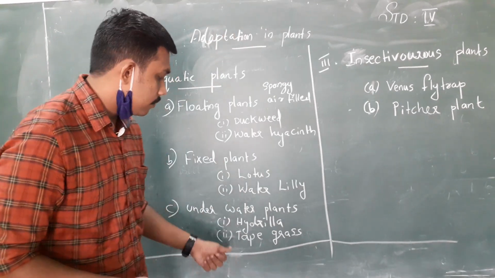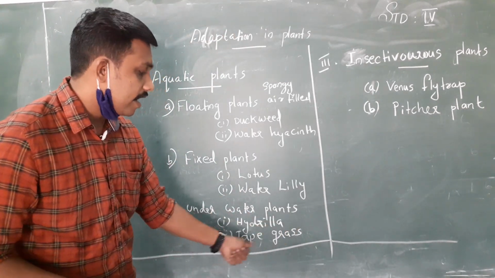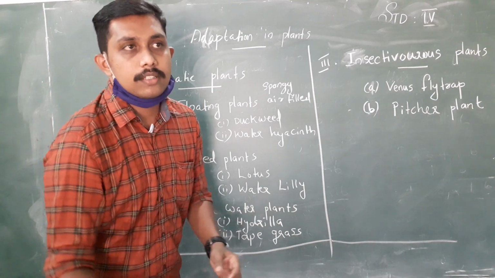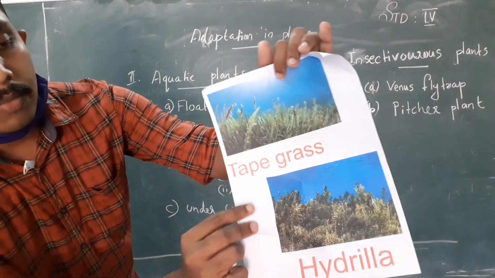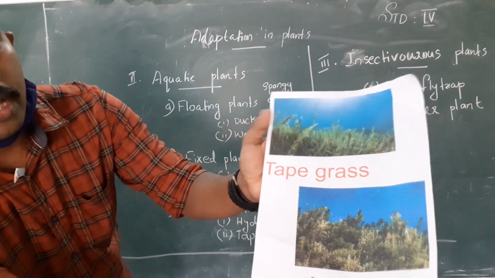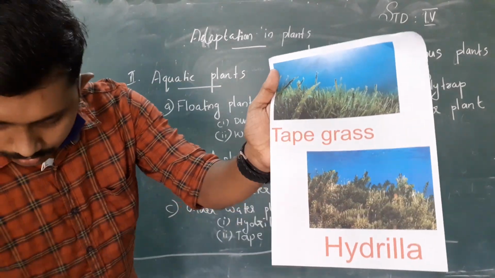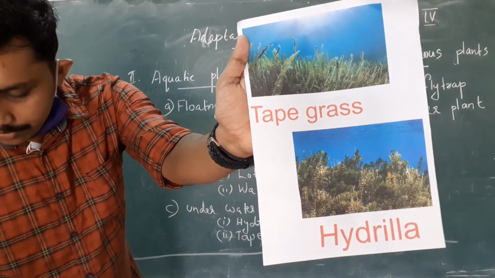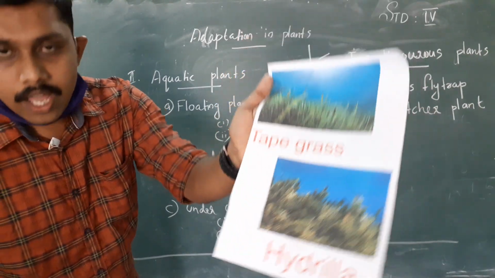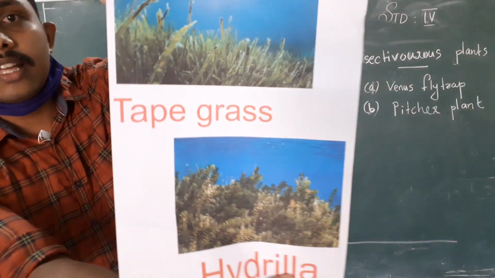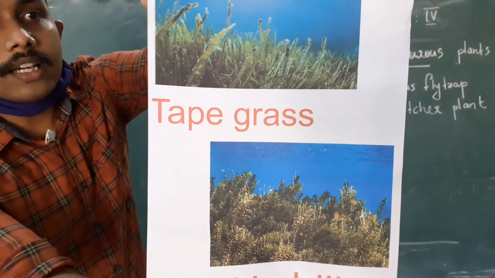There are two types. The first one is hydrilla and the second one is tape grass. So this is the tape grass and this is the hydrilla. You can see their leaves, look at the leaves. Their leaves are narrow and ribbon-like.